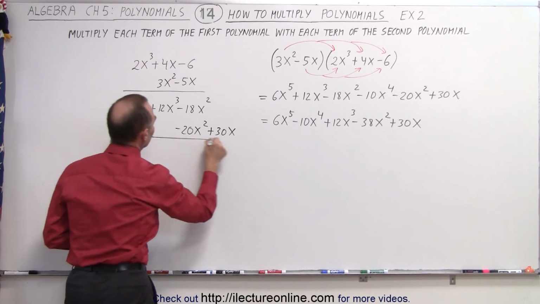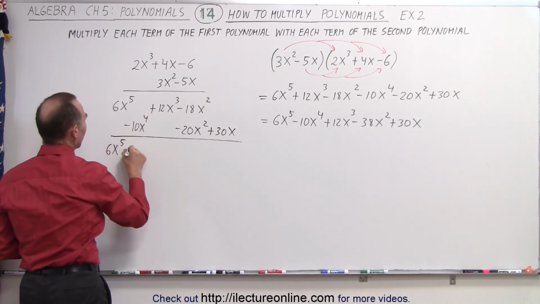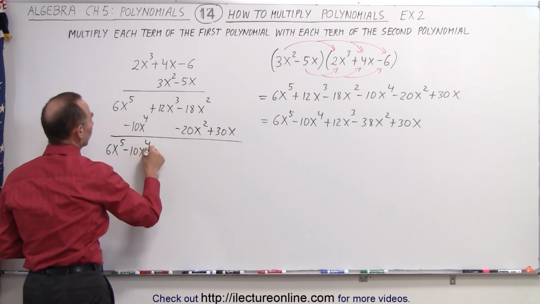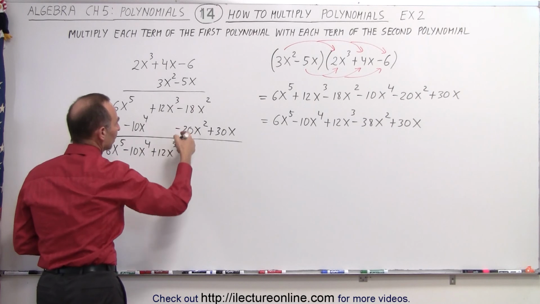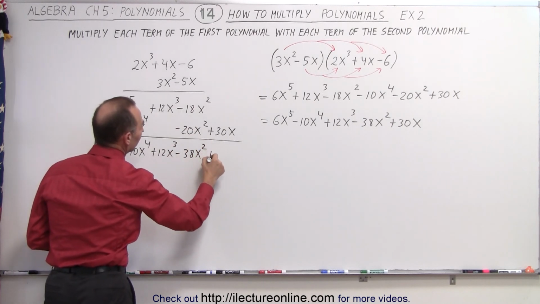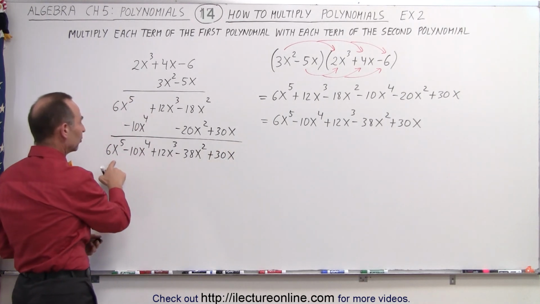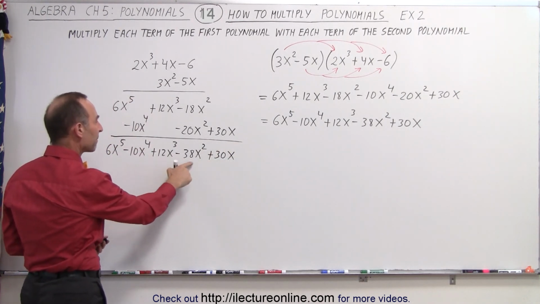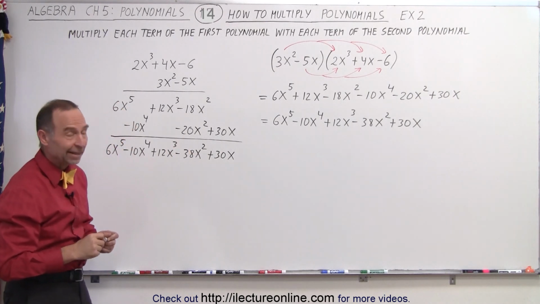Now we can add all these together. So we have a 6x to the 5th minus 10x to the 4th plus 12x cubed. And then here combining those 2, minus 38x squared and a plus 30x. Quickly checking to see if we got the same results. And we did. So we probably did it correctly. And that's how it's done.